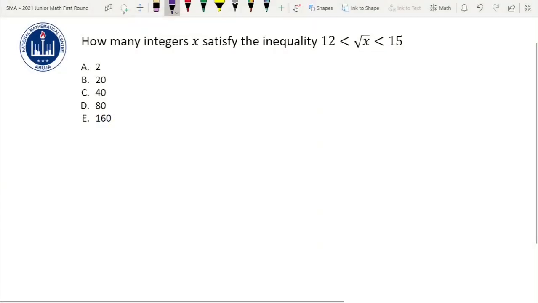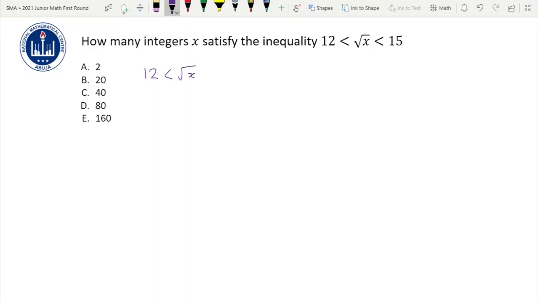In this video, we're going to be solving question 1 of the 2021 Junior Maths Olympiad first round. We're asked to figure out the number of integers x that satisfy the inequality 12 is less than root x, which is less than 15. So we'll start by writing out this inequality that we are told that x satisfies.